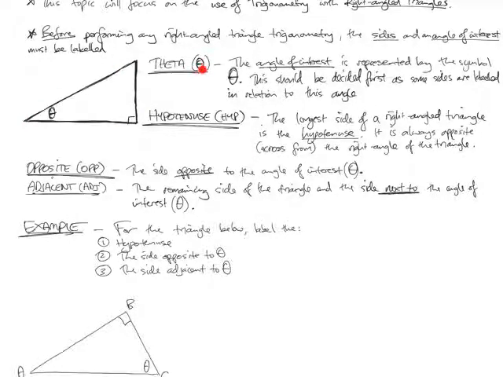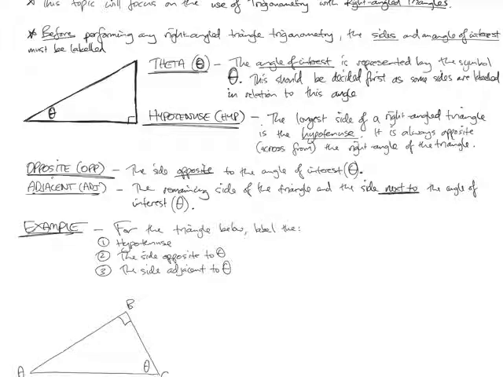So, theta, which is this symbol here, is like a tall circle with a line going across it. That theta is the angle of interest in your triangle. It's represented by the symbol theta. I think it's ancient Greek or something. You need to decide this angle first, as some sides are labelled in relation to where this angle is. So there always has to be an angle of interest in your right-angled triangle.